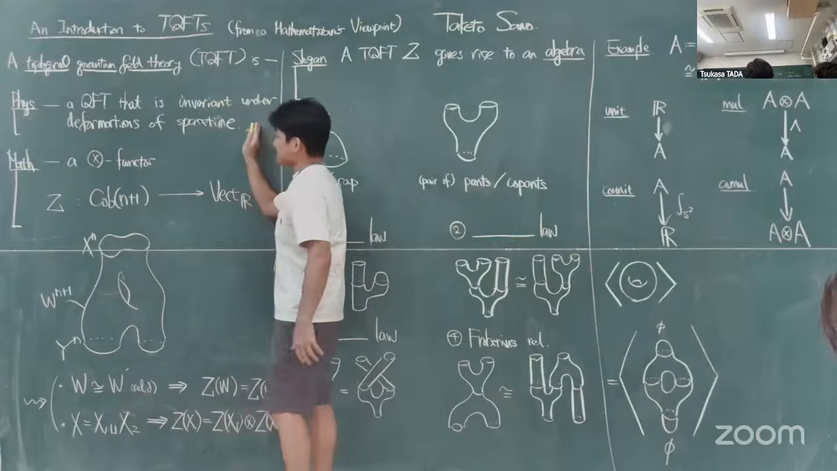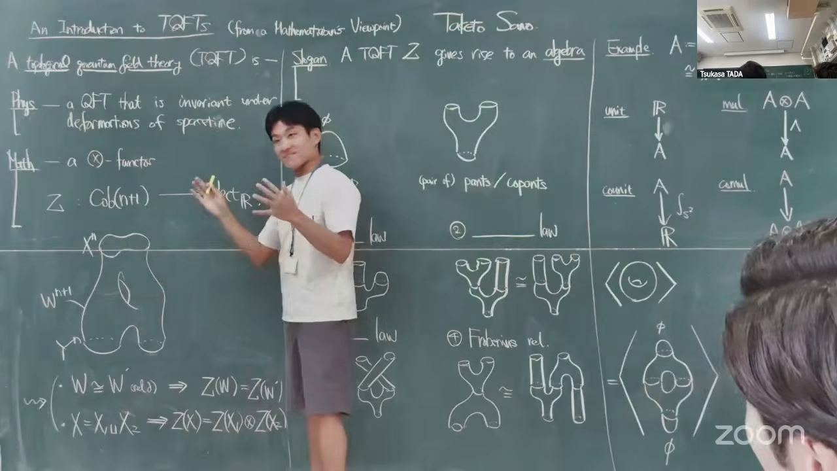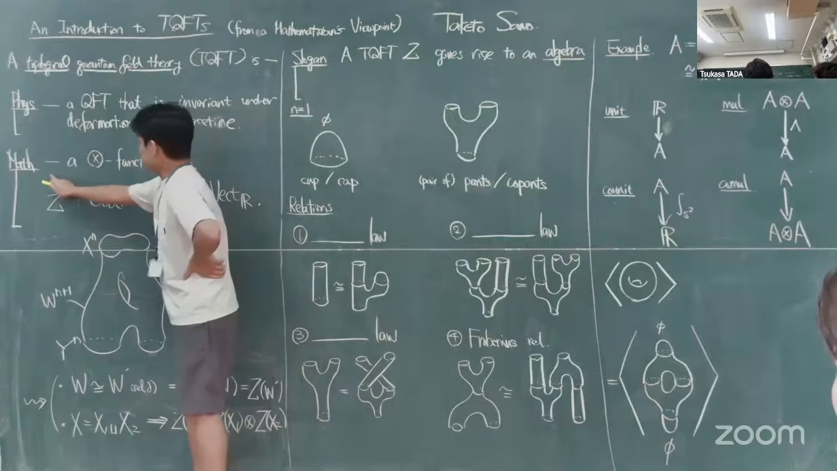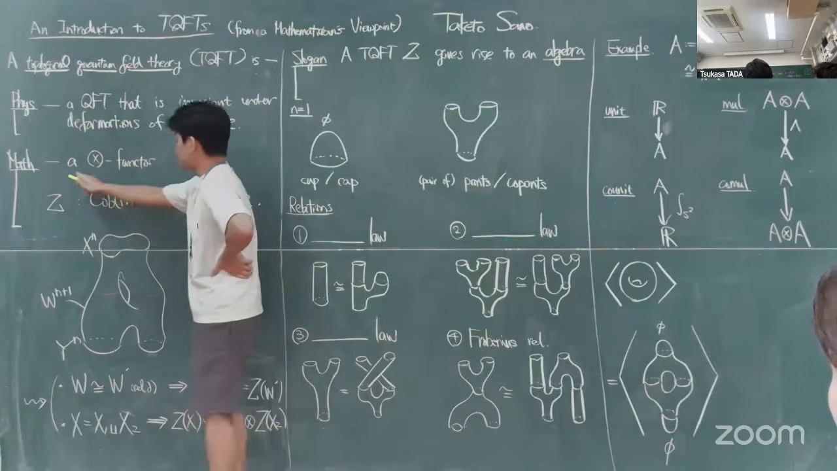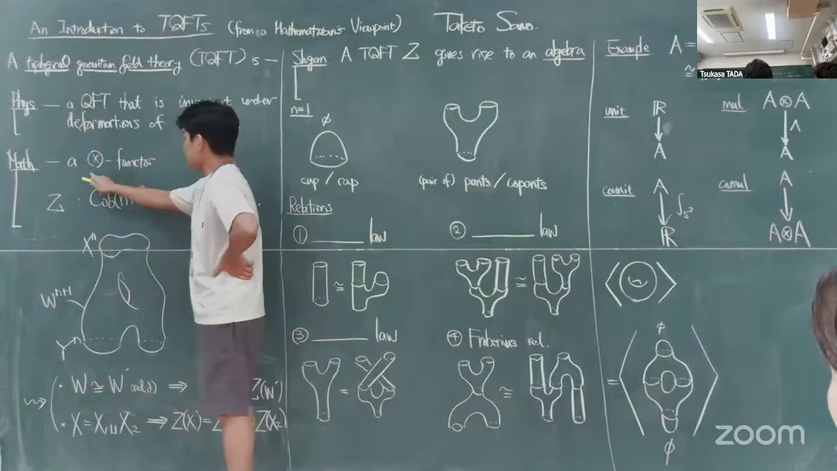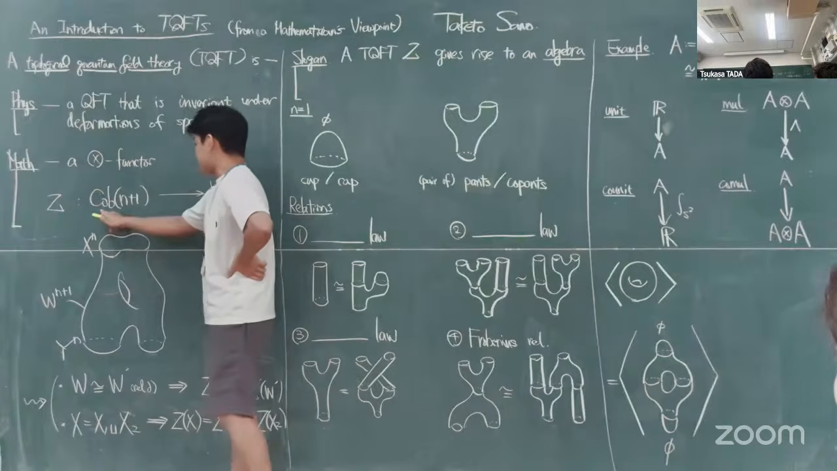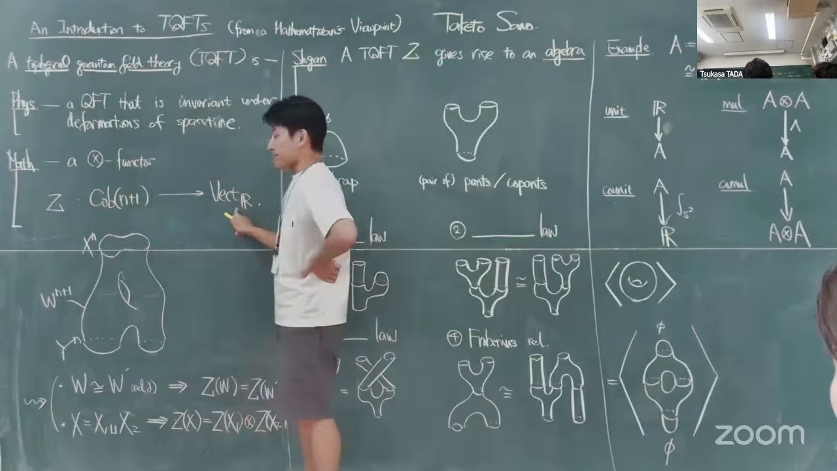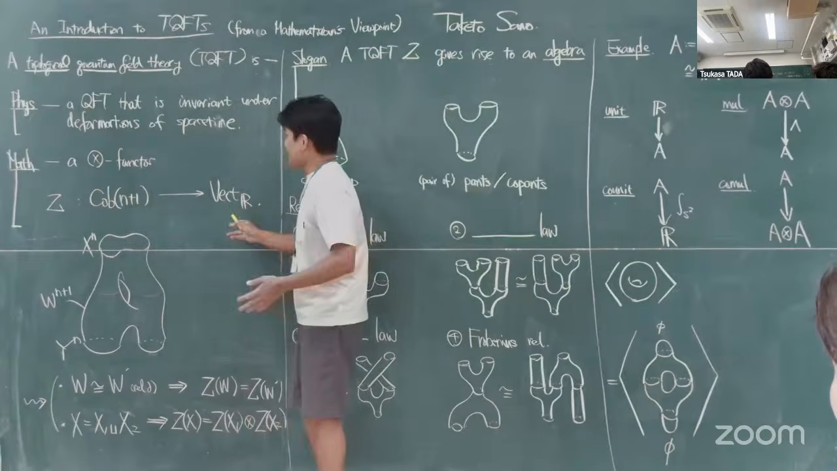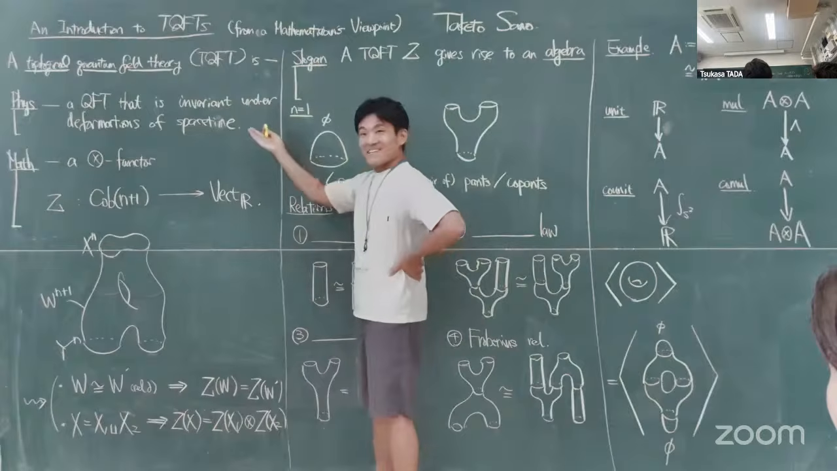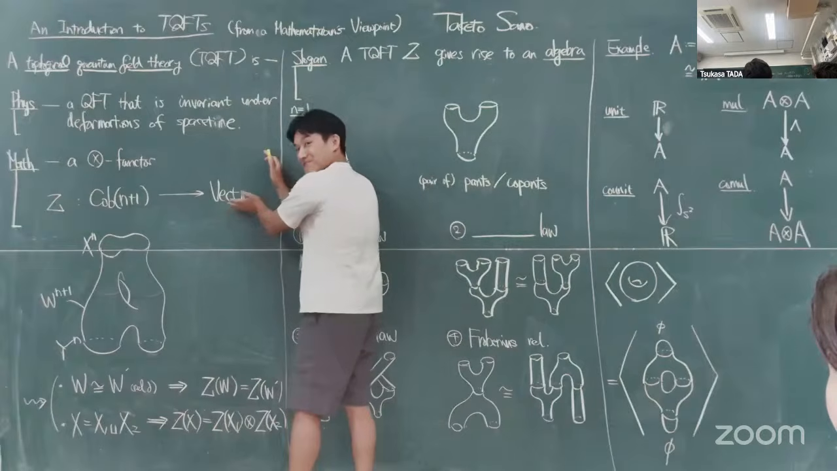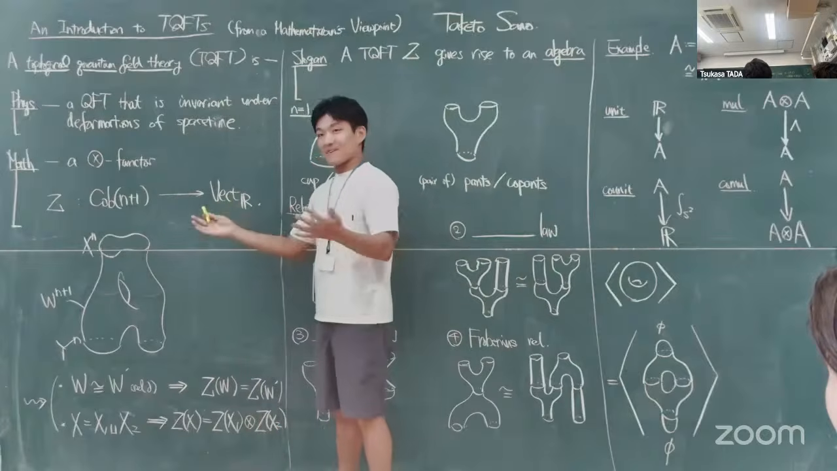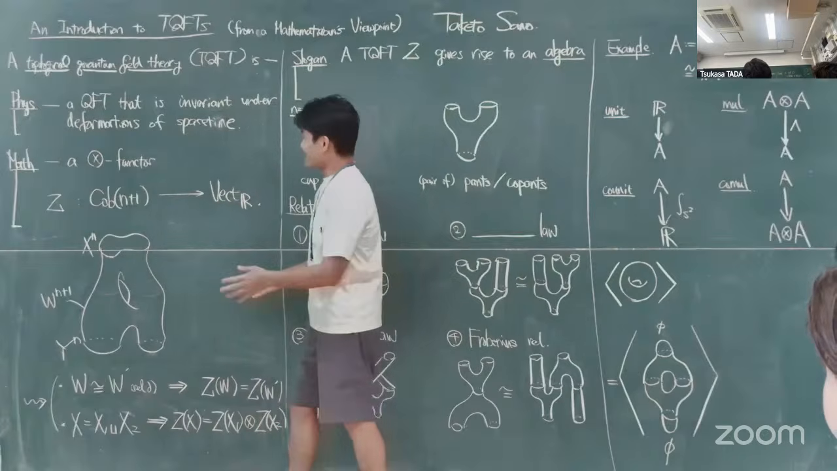So this is how physicists understand TQFT, and mathematicians say a TQFT is a tensor functor, or a symmetric monoidal functor, from the category of n+1 dimensional cobordisms to the category of vector spaces. Well, mathematicians are happy with this definition, but I think everyone else is not happy with this definition.